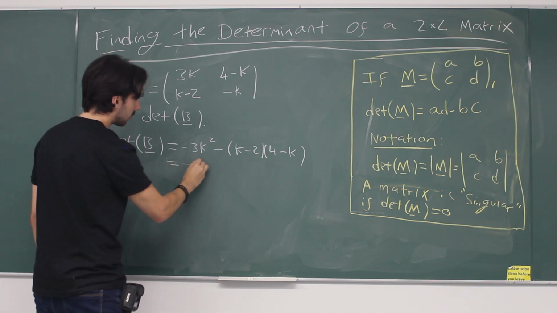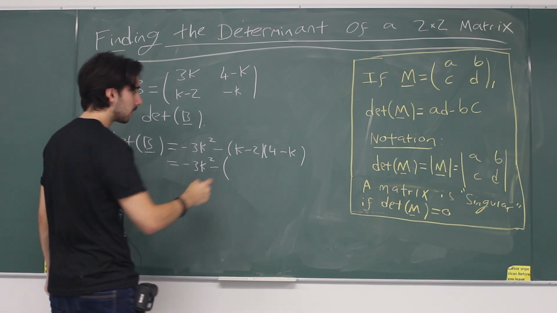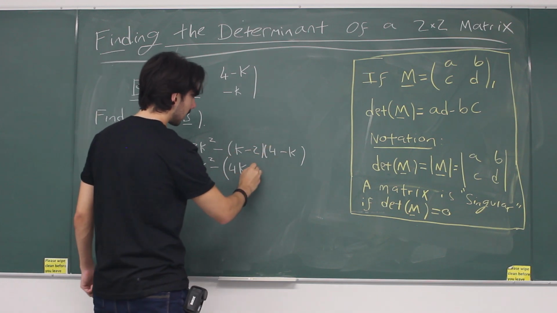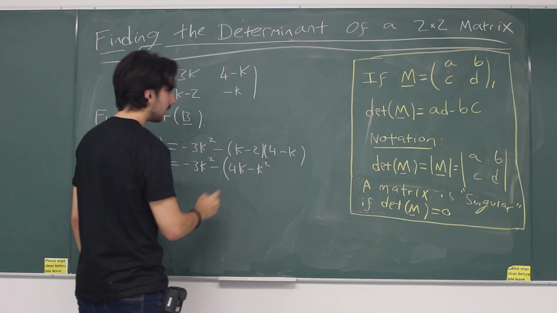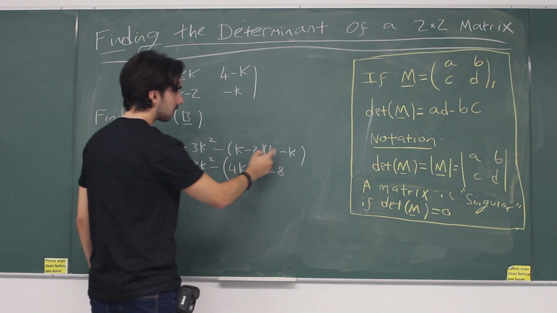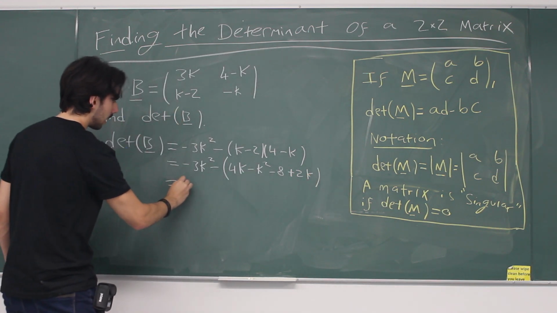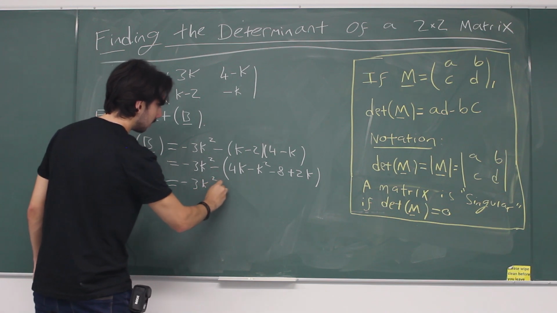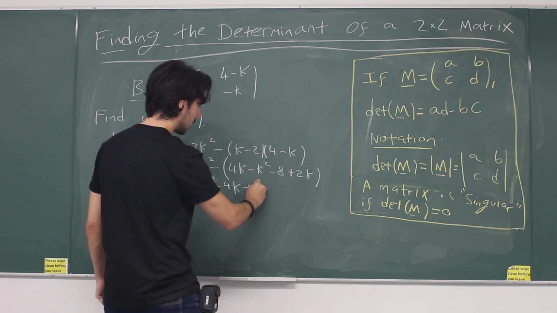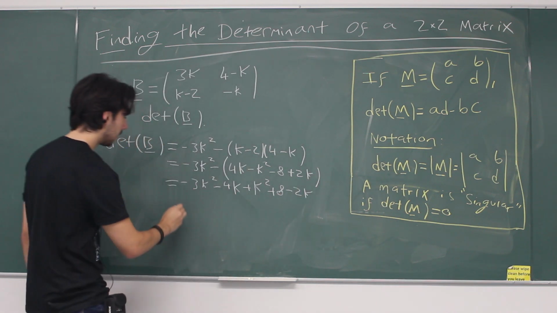This is going to be equal to minus 3k squared minus, open bracket, let's expand. k times 4 is 4k. Outside, k times minus k is minus k squared. Inside, minus 2 times 4 is minus 8. And last, minus 2 times minus k is plus 2k. And we have minus 3k squared minus 4k. We're just distributing this negative out, getting rid of those brackets. Plus k squared plus 8 minus 2k.